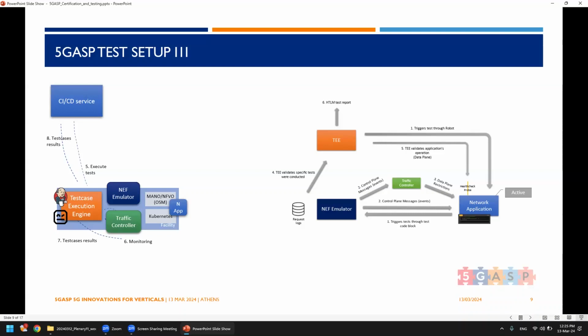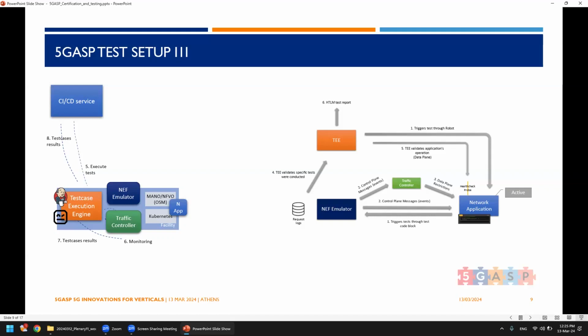But now the control plane message doesn't only come back to the network application, but is also forwarded to the traffic controller so as to impose some specific network restrictions. So this is a synchronization of the control plane of the NEF emulator with the data plane, where this specific entity receives the same message as the network application.